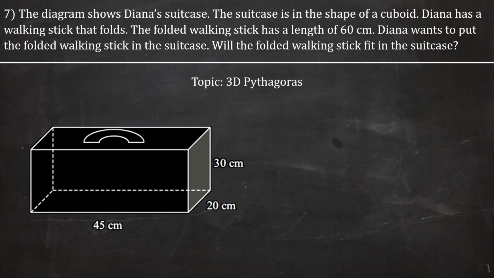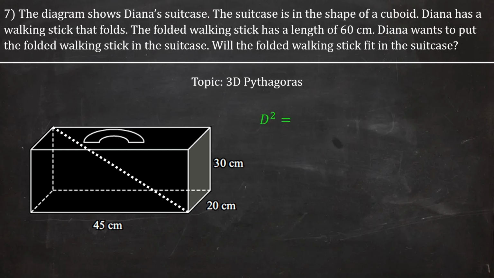Question 7, we have a 3D Pythagoras question here. So we have the cuboid shape case or whatever, and you want to fit the walking stick. That means that what it's actually asking of us here is for the diagonal size of this cuboid, and it's asking us if that is bigger or smaller than 60 centimeters. Here I'm just going to go straight into 3D Pythagoras.